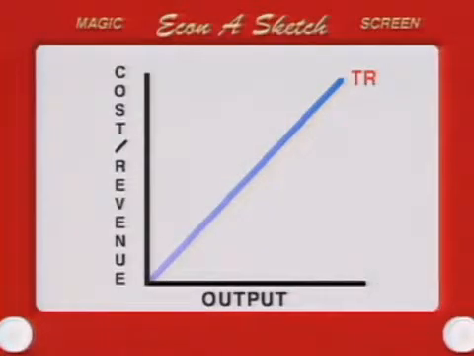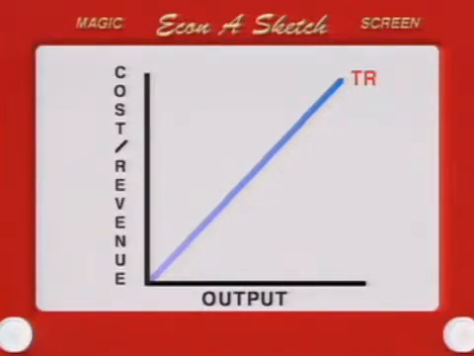Let's generalize what we've learned and derive a geometric model to help us predict firm behavior. We begin by graphing total revenue and total cost. They go on the vertical axis and quantity on the horizontal axis. The total revenue function is easy. Since total revenue is simply price times quantity, it plots as a straight line from the origin with slope equal to the price.